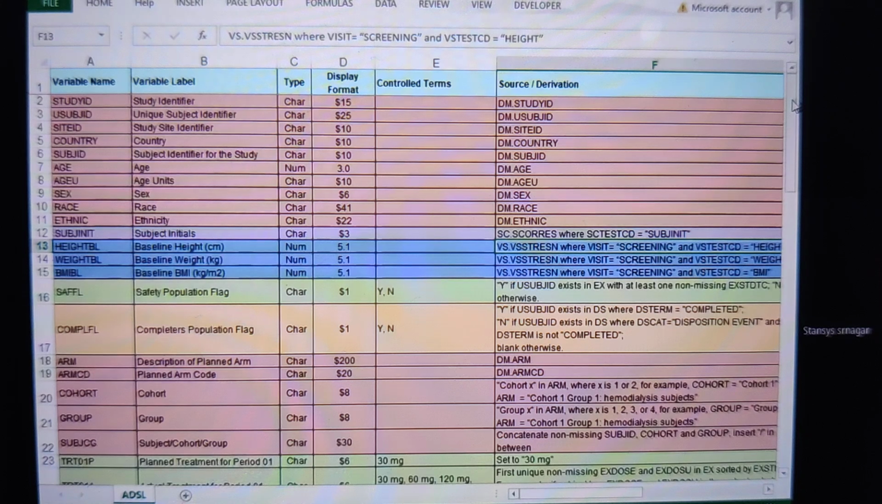Please make sure you complete this ADSL. If you can show ADSL in a resume, that counts as 50% of ADaM experience, because every person is going to be asked about ADSL. Most of the questions are going to come from ADSL, population flags, and the derived variables. Understand this, everybody?